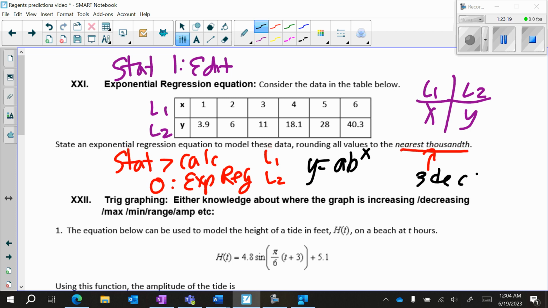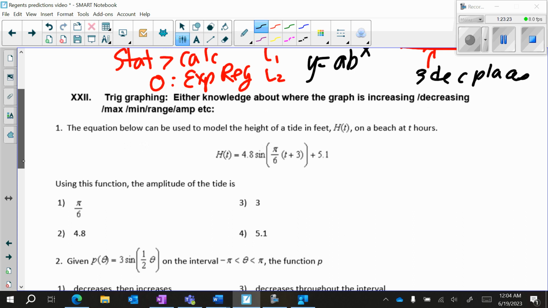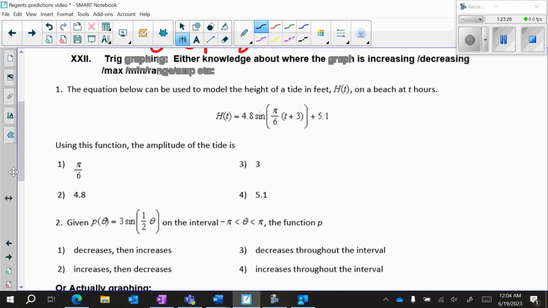Will trig graphing be on the Regents? I think you're going to get 1 multiple choice about trig graphing. Do I think you're going to be asked to graph? I don't know. So it is important to know the basic equation of the trig graph, which is the amplitude is the number in the front, then the frequency, then the horizontal shift, and then the midline. So AFHM stands for amplitude, frequency, horizontal shift, midline.